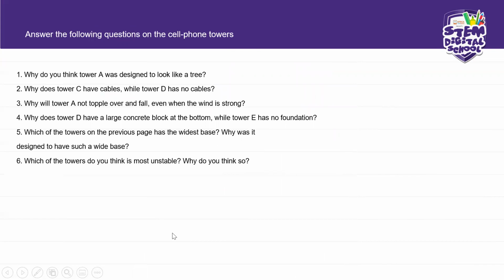Right. I want you to type the answers to these questions in your chat. Why do you think Tower A was designed to look like a tree? Answer these questions as in 1, 2, 3, giving the answers like that. Why do you think Tower A was designed to look like a tree?